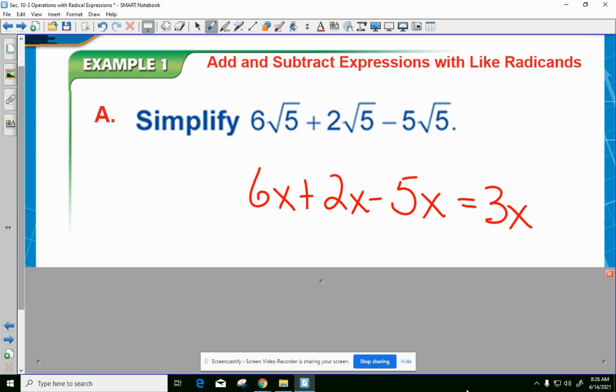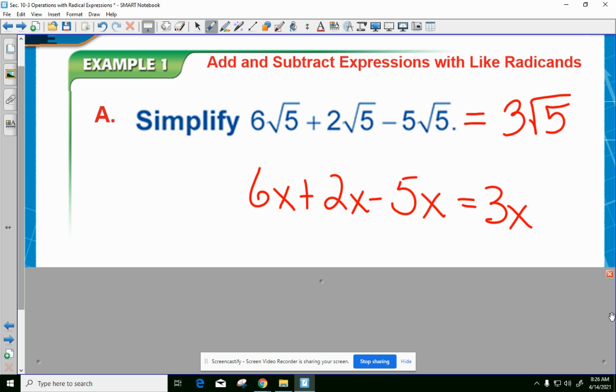Like terms, right? Well, this expression up here has what we call like radicals. It has a square root of 5, another square root of 5, and then thirdly, another square root of 5. Meaning, I can put this expression together the exact same way I put this expression together. Anybody want to take a guess on what my answer to this top one would be? It would be 3 square root of 5.